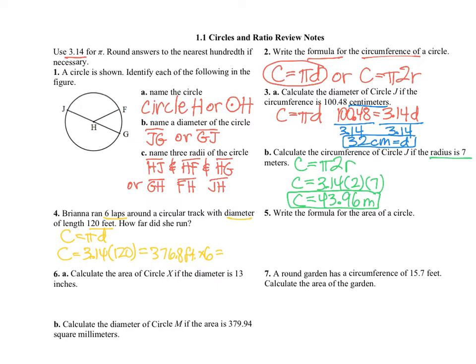So 2,260.8 feet. That's how many feet she ran. Just out of curiosity, do you remember how many feet are in a mile? How does this distance relate to a mile? Well, if you remember, it's 5,280 feet. So we are more than 3,000 feet less than. So it wasn't even half a mile.